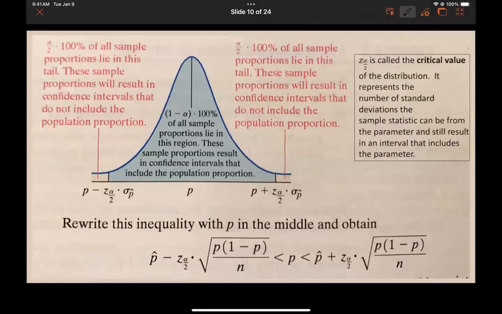This right here is important because your textbook or your homework will call that a critical value. The z-score that we obtain for our confidence level is called a critical value. So the z-scores that get us to the upper and lower bounds are called critical values. And it represents the number of standard deviations that we can be from the parameter and still result in an interval that includes it.